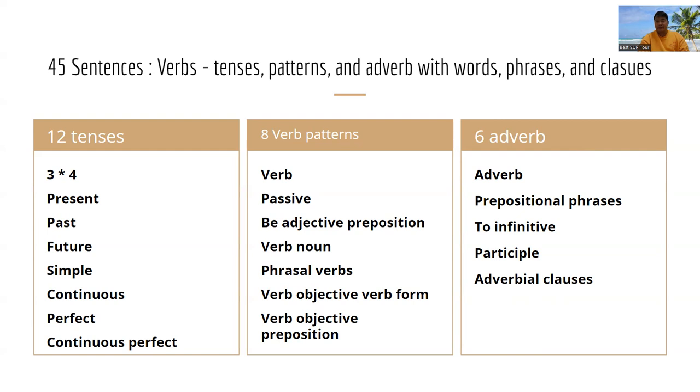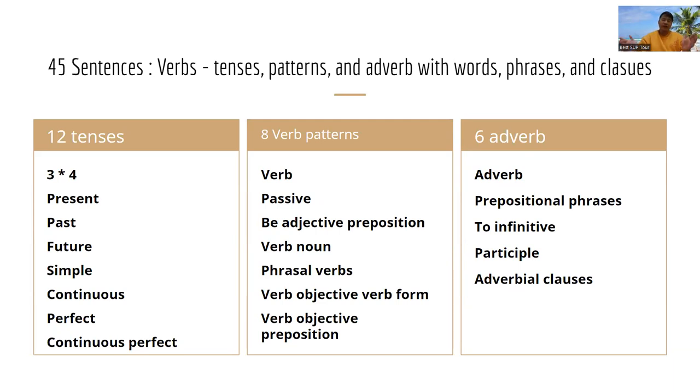At the end, the six adverb patterns: adverb, prepositional phrase, to-infinitive, participle, and adverbial clause can be used, which describe the verb or the sentence more clearly. When we know these 45 categories and basic example sentences, and when we express ourselves in speaking or writing with the 45 sentence patterns, we can successfully express our opinions or ideas in English.